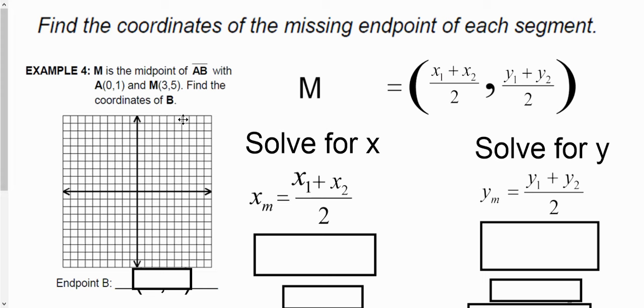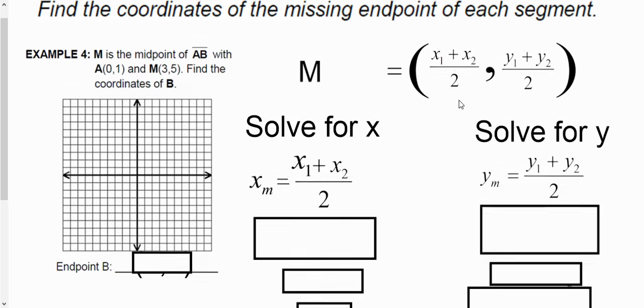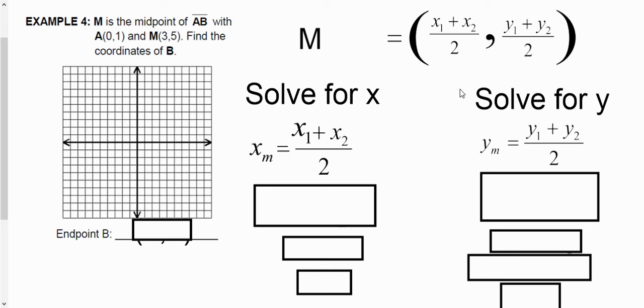We're still in the coordinate plane, but if we read example 4, it says M is the midpoint of AB. With A at 0, 1 and M, the midpoint is at 3, 5. So we're going to do this a little different. We're still going to use this basic same formula that says the midpoint, we get it by adding up the two endpoints and dividing by 2, just like we did on the number line a minute ago, but we got to do it twice. So I'm going to do it once for the x coordinate and once for the y coordinate.